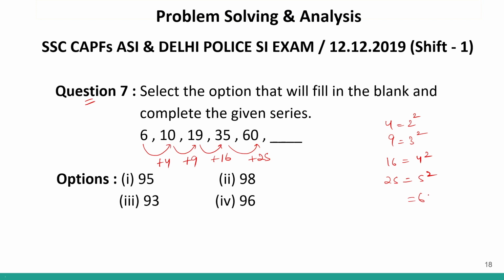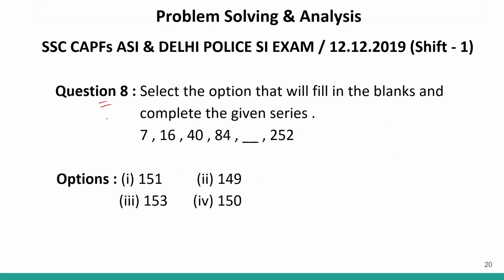So the next number will be 6 square. 6 square is 36. So over here we'll add 36. So if I add 36 and 60, I'll get 96 as the answer. So option number 4, 96 will be the correct answer. Clear?